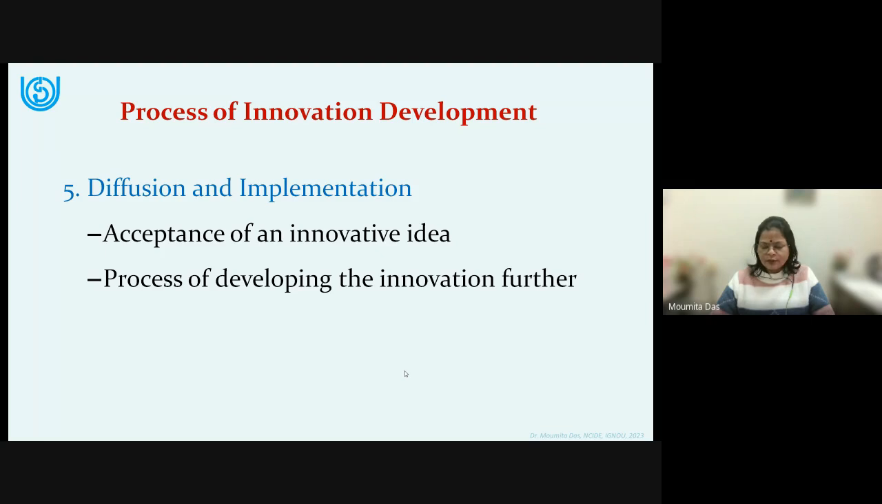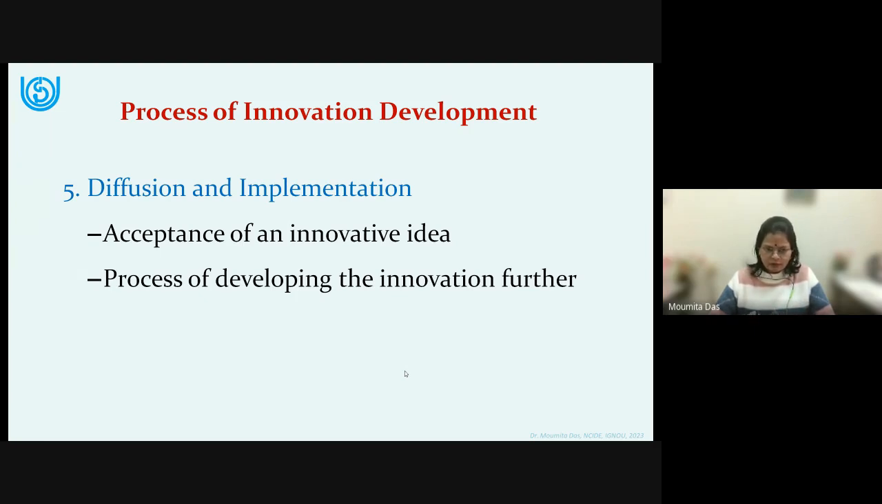Yesterday, a participant was talking about the acceptance of the idea. It's not easy for people to accept any new idea at first glance. One has to convince. So diffusion is essentially the acceptance of an innovative idea among people, be it management, customers, the market, or the public. That is called diffusion.